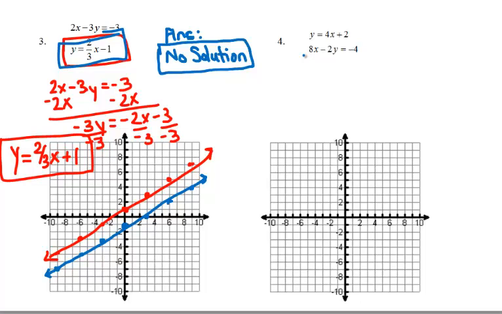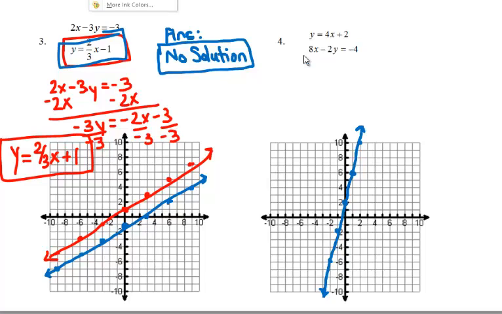Example 4, my first equation is solved already for me, so I'm going to start by graphing that. Up 2, and then a slope of 4, so up 4 and over 1, up 4 and over 1, and then I'm going to reverse that, down 4 and to the left 1, down 4 and to the left 1. Okay, I'm going to connect these with a line. I'm getting better. Okay. And for my second equation, again, I'm going to change colors.